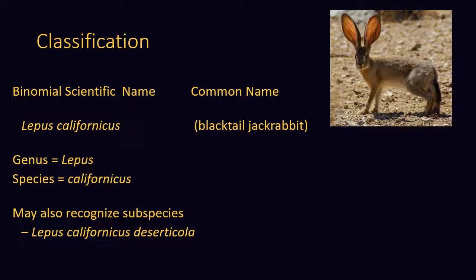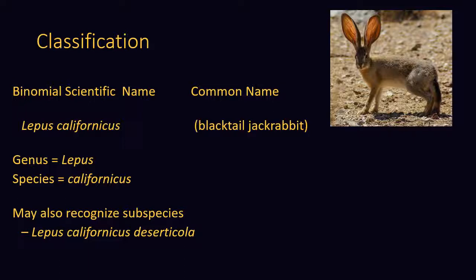The genus is Lepus. A lot of rabbits are in the genus Lepus, but the species is specific. There is only one species that goes by the binomial scientific name Lepus californicus. There are many other species, like we're Homo sapiens, wolves are Canis lupus, coyotes are Canis latrans, and sometimes we'll have subspecies such as Lepus californicus deserticola.